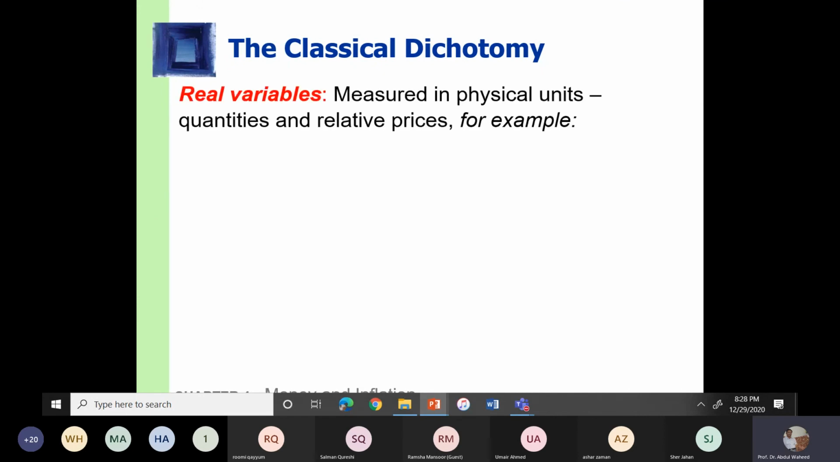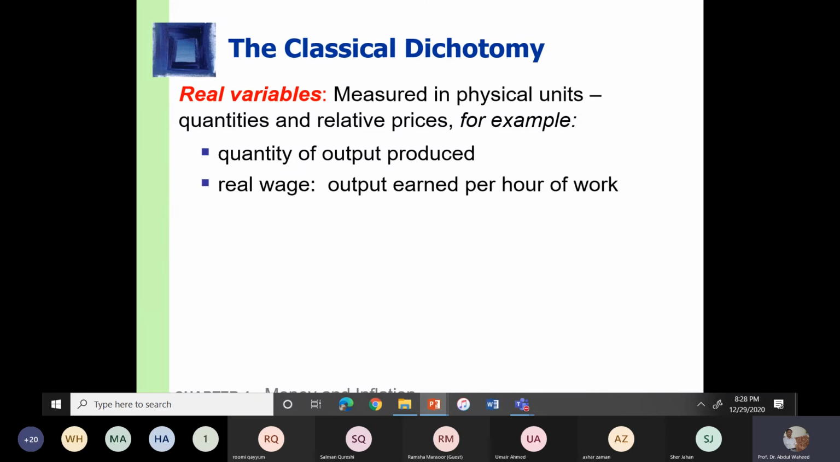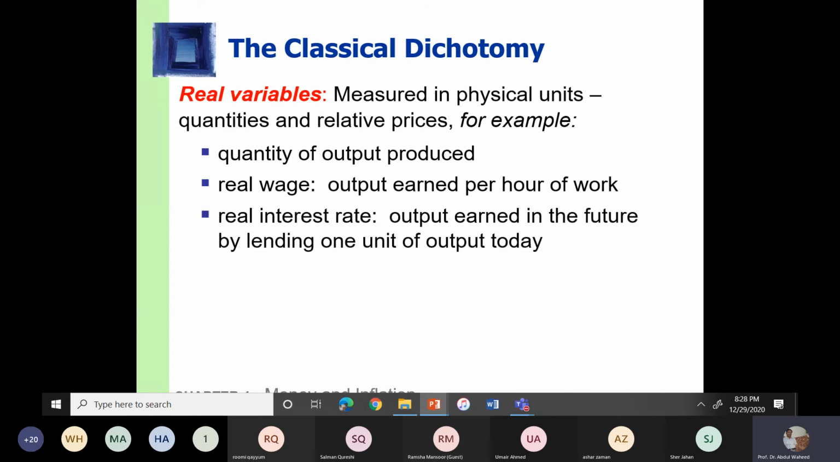And then we have the classical dichotomy. Real variables are measured in physical units: quantities and relative prices. For example, the quantity of output produced, the real wage, output earned per hour of work, and the real interest rate, output earned in the future by lending 1 unit of output today. So in the classical model, real variables matter.